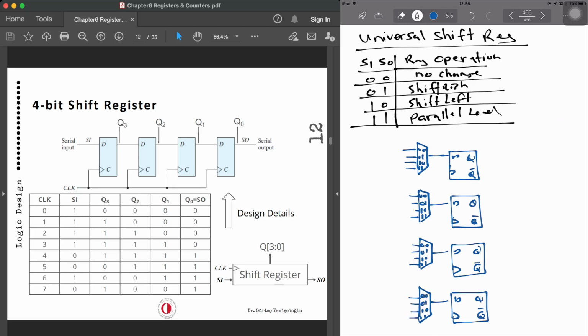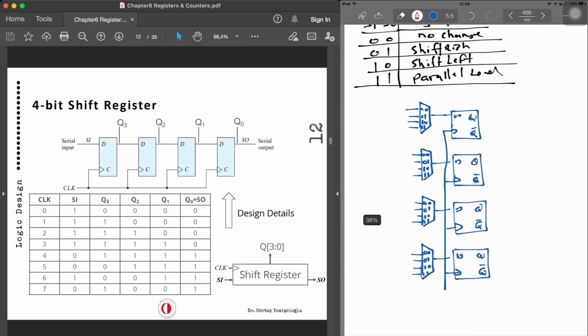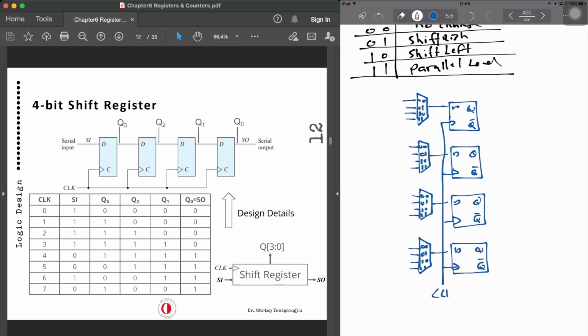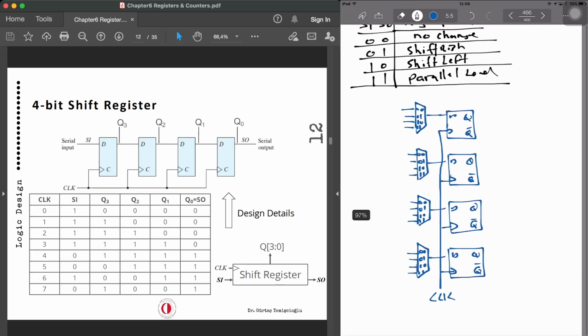Okay, so we can implement a universal shift register. The clocks are all connected, so we can have all connected here, which represents the clock. Maybe I can shift that a little bit down. So how are we going to use these operations?